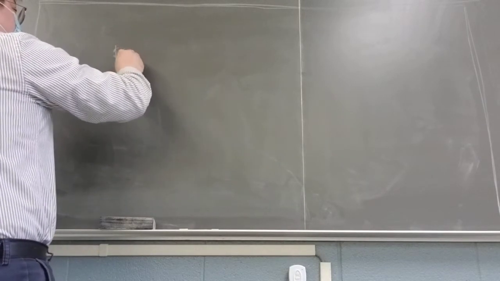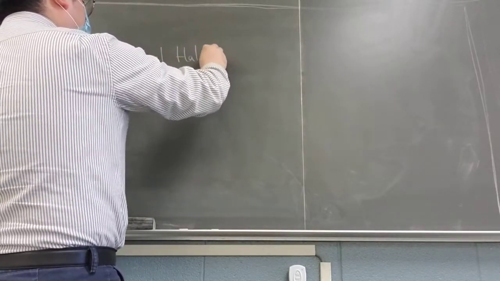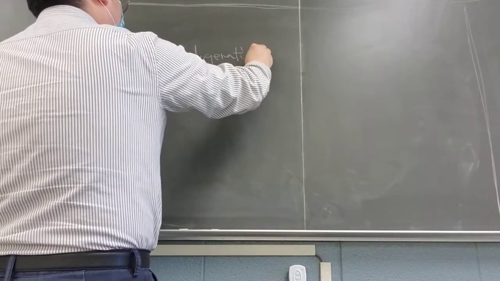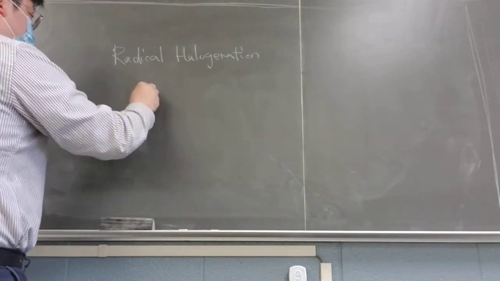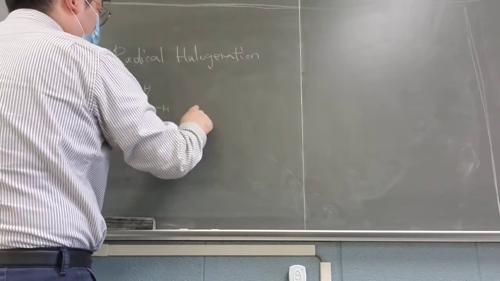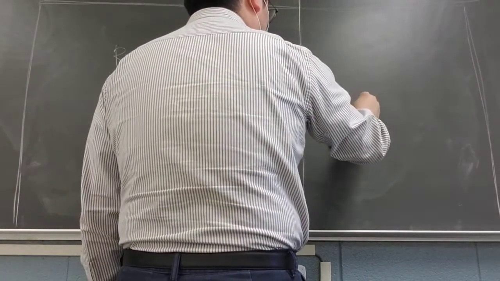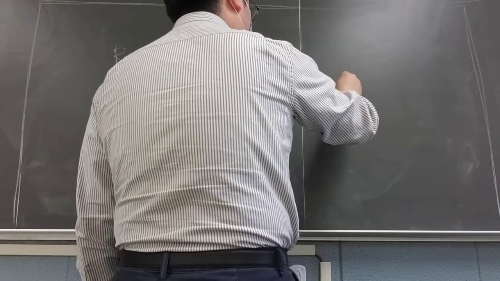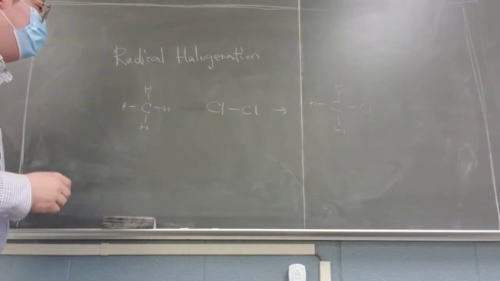So we're gonna do some chemical reactions here. The first one we call radical halogenation. This is actually also something we already did before, when we have methane and you treat it with chlorine over here. You can have chloromethane, or you can say methyl chloride. This is okay.